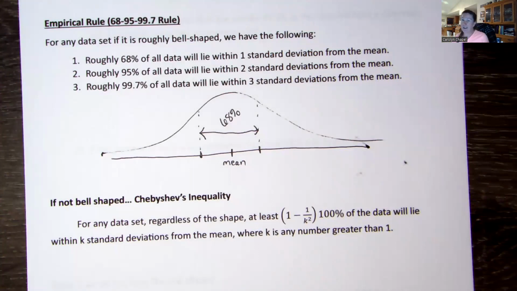Now, we didn't have very much data, so it's kind of hard to talk about being normally distributed or bell-shaped, because we only had 4 data points, so it would have been pretty uniform-ish.